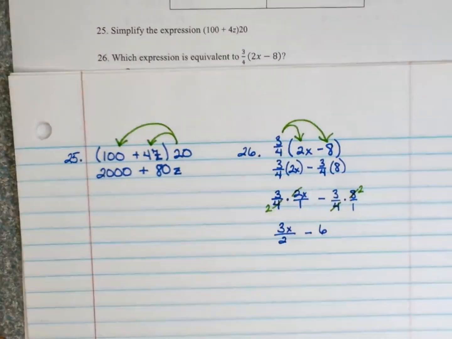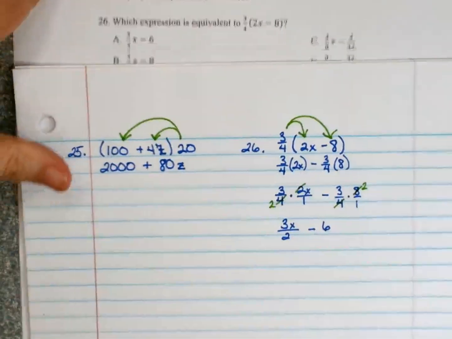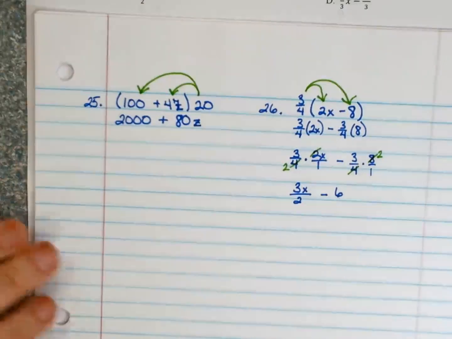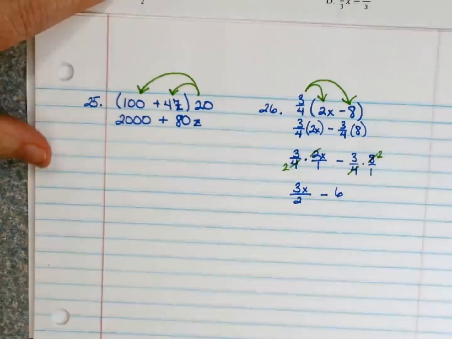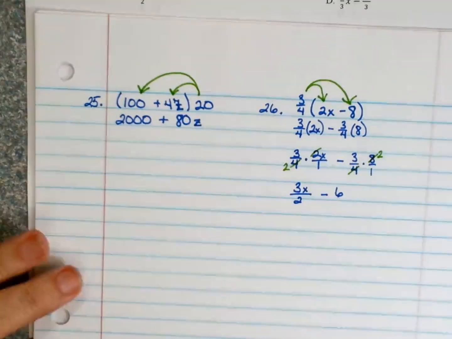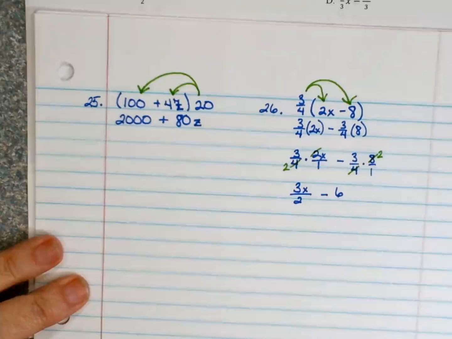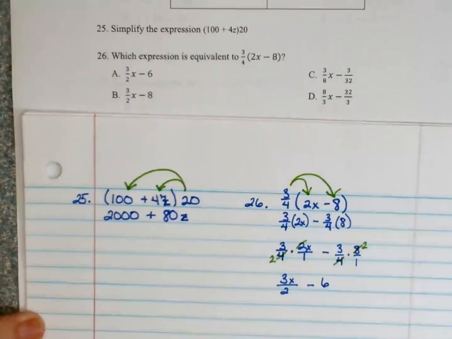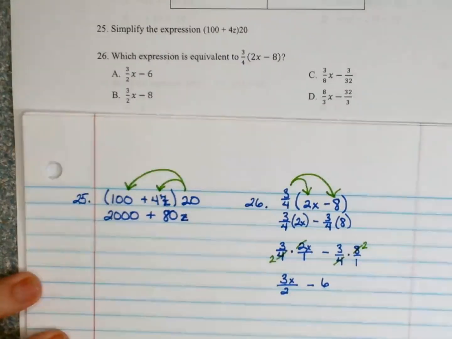Okay, so let's look at our answer choices after we've done the problem. 3/2 x minus 6, 3/2 x minus 8, 3/8 x minus 3. Whoa, I don't even know where they got C and D. Holy moly, I don't even know where those came from. Oh yeah, I do. I see what they did. Ew, no, don't do that. I'm not even going to tell you what they did because it'll confuse you more. Let's not do that.